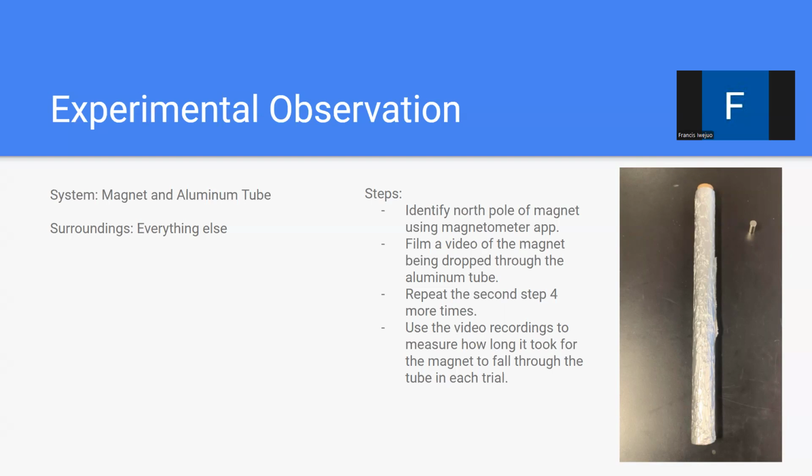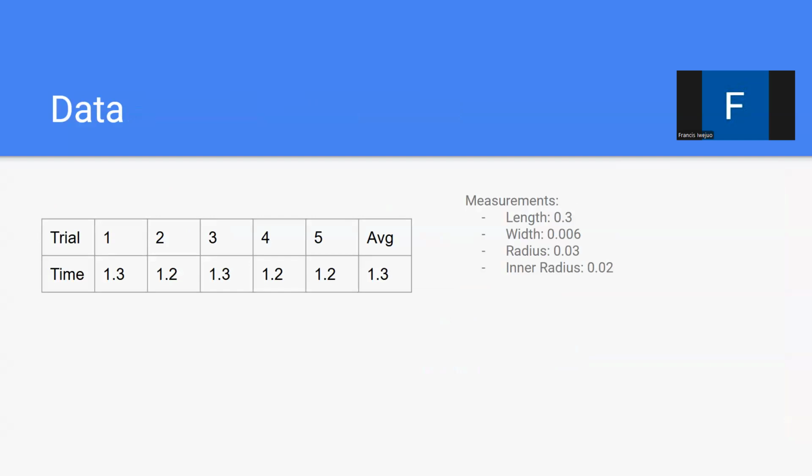Using the video recordings of the magnet falling through the tube, we then measured how long it took the magnet to fall through the tube in each trial, and then got an average. Here you can see some of the data from the observation part of the lab for each trial and the time it took on average to get through the tube. Some of the measurements can be seen on the right, with the length being 0.3 meters, the width being 0.006, the radius being 0.03, and the inner radius being 0.02.